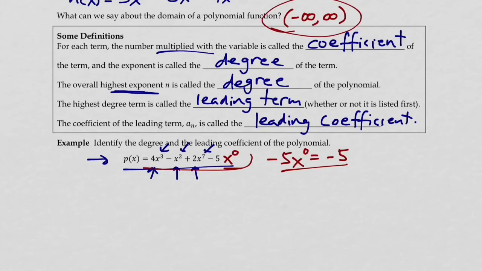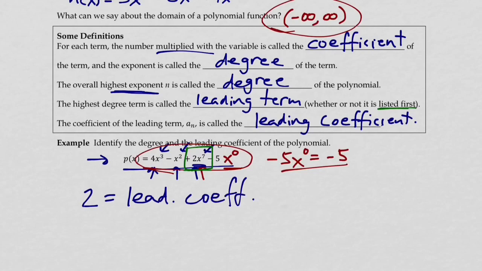Well, looking at the 4 terms, we see that 7 is the largest exponent. So 2x to the 7 is the leading term. Even though it's not listed first, it's the leading term. We usually write that highest degree term first, but we don't have to. So with that in mind, 2x to the 7 is our leading term, which means that 2 is the leading coefficient, and 7 is the degree of the polynomial.